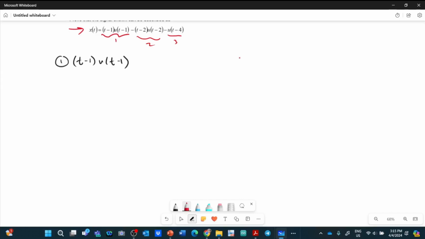Unit step. Which one? This one, so this is step. And then what else? Ramp. Ramp is which one? T minus 1. The back part of this you can understand.